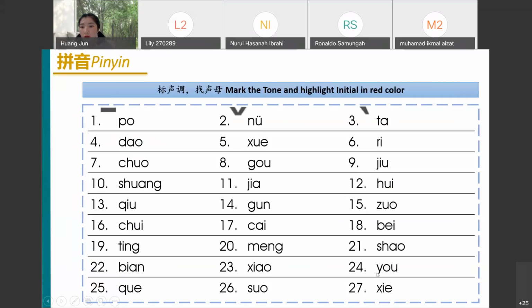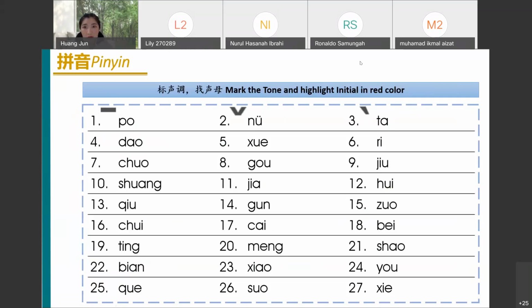After you finish marking the tone, you have to highlight the initial in red color. Don't forget to highlight the initial in red color. So you have to find out which letters are the initials for those syllables. Okay, so do you already understand me? How did I request you to do?